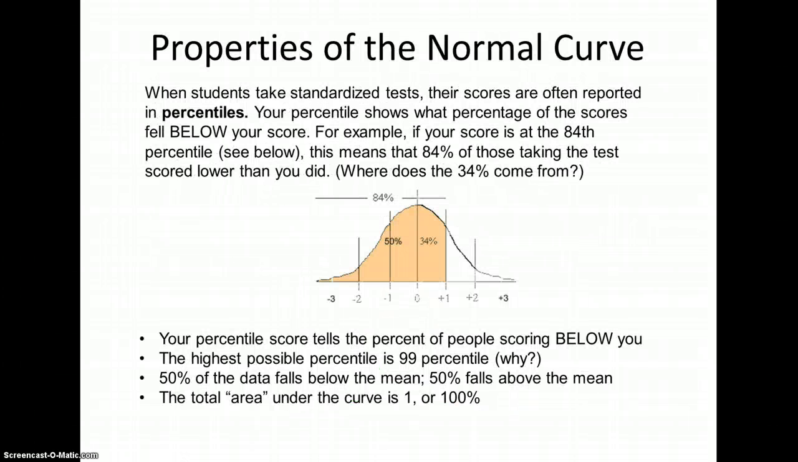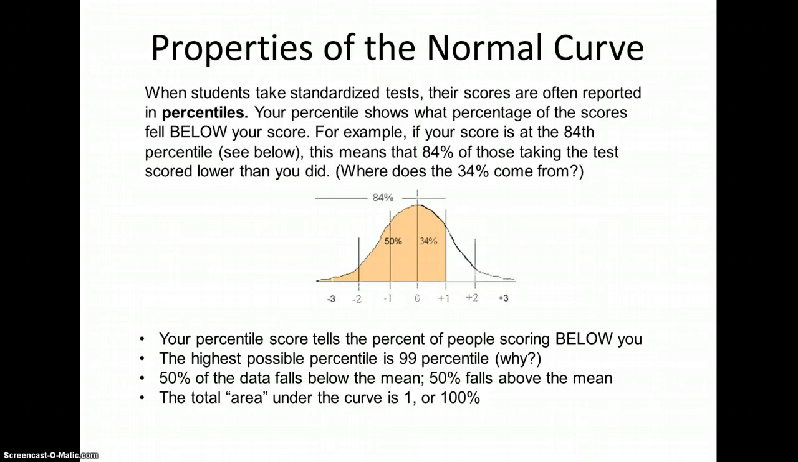Properties of the normal curve. When students take standardized tests, they're often scored in percentile. A percentile shows what percent of the scores fell below your score. So for example, if you score at the 84th percentile, as in this picture, that means 84% of those taking the test scored lower than you did. Where does the 50% come from? And where does the 34% come from? That together make up the 84% to the left of your score.